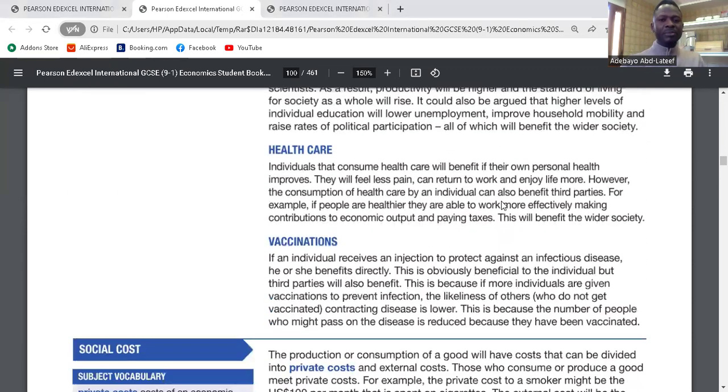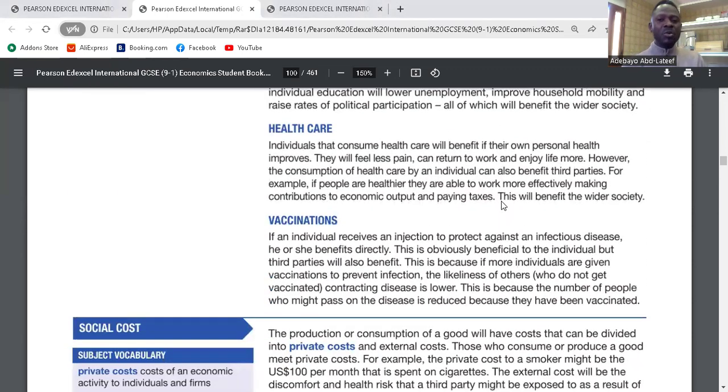For healthcare, individuals that consume healthcare will benefit if their own personal health improves. They will feel less pain, can return to work and enjoy life more. However, the consumption of healthcare by an individual can also benefit third parties. For example, if people are healthier, they are able to work more effectively, making contributions to economic output and paying taxes. This will benefit the wider society. Healthcare.